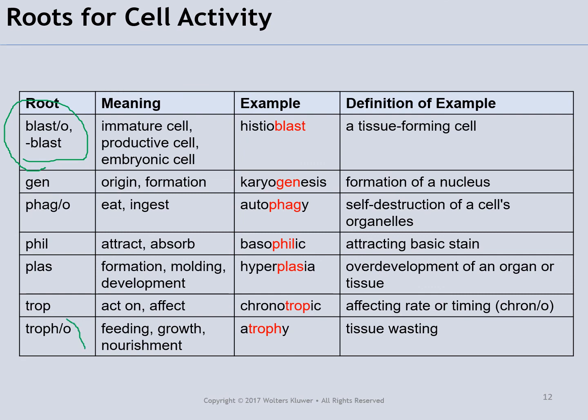I would know trophy as well, tro for trophy. This refers to any number of things: growth, feeding, development. We will talk about muscular dystrophy when we get to the musculoskeletal system. Atrophy is wasting away, lack of tissues. That prefix A in atrophy means without, right? So without growth or development.